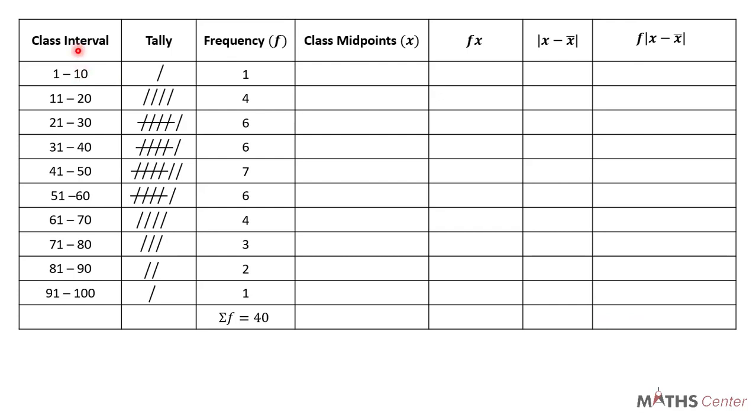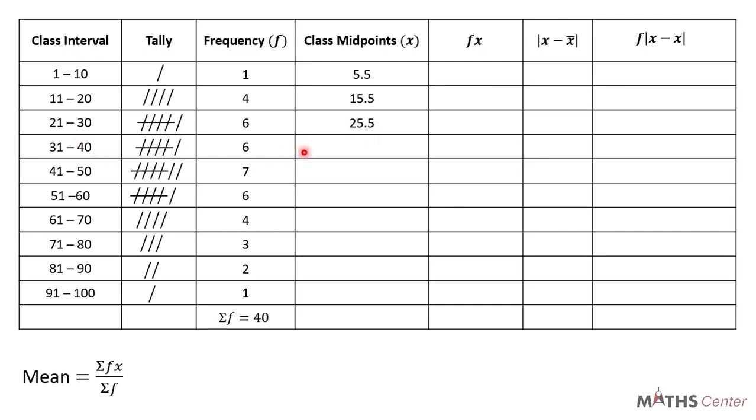Here's our table. We have the class intervals here, we have the tally here, and we have the frequencies. We know that the mean, you will find it by using the formula sigma fx divided by sigma f. So we need the x values, and the x values will be the class midpoints. We will add the lower class limit to the upper class limit and divide the result by 2. So you have 1 plus 10 divided by 2, that is 5.5. 11 plus 20 divided by 2 is 15.5. 21 plus 30 divided by 2 is 25.5.